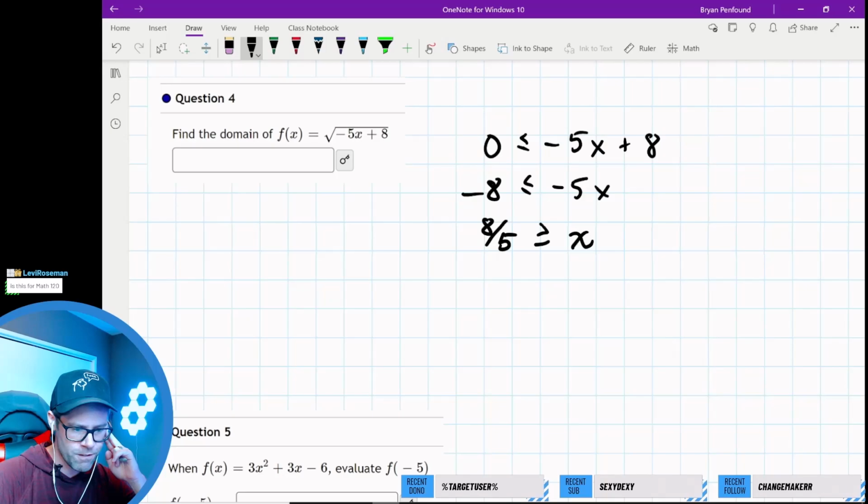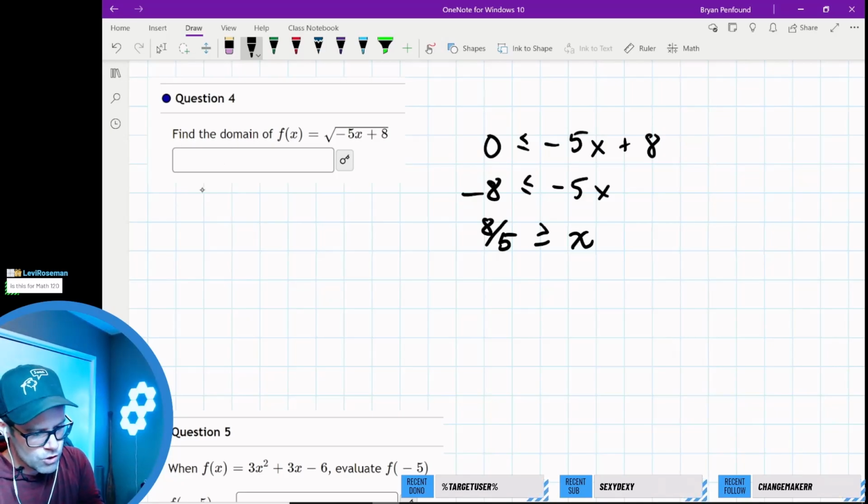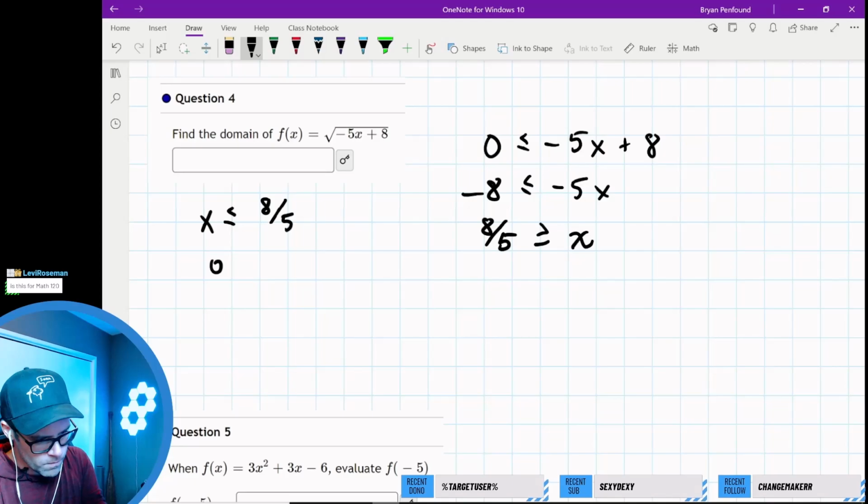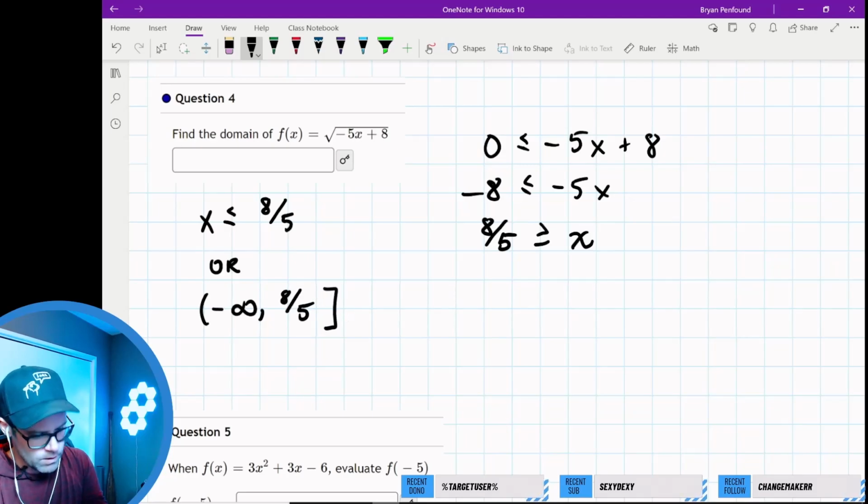So if it's 8/5, does that give us the 0? And if I take something less than 8/5, which would be like 2, no, that would be bigger. Well, I guess I could take x is equal to 0. 0 would be fine. Okay, so this should work for x. So we should have x less than or equal to 8/5. Or I guess we could write it as -infinity up to and including 8/5.